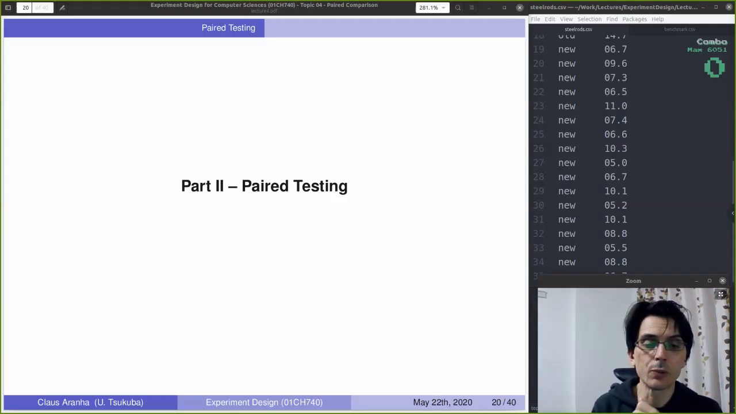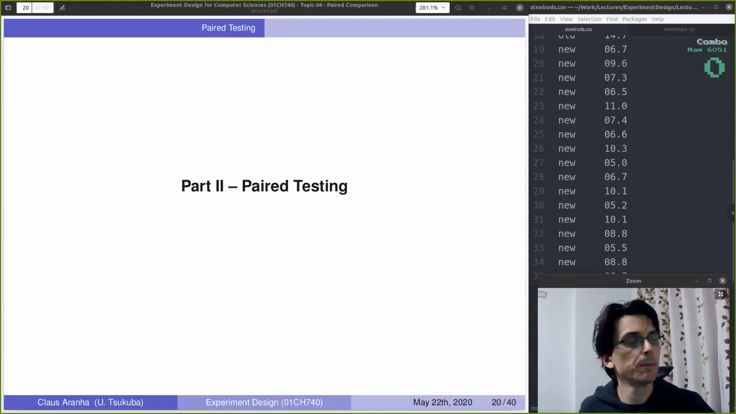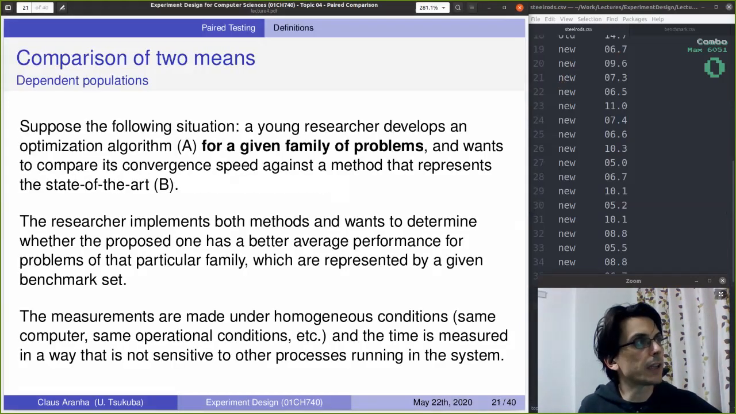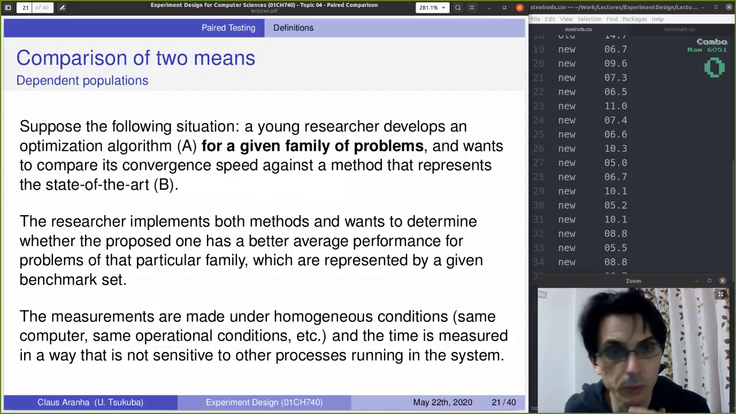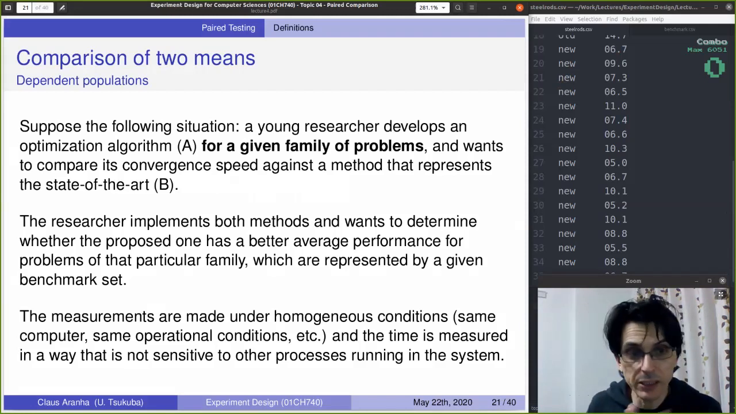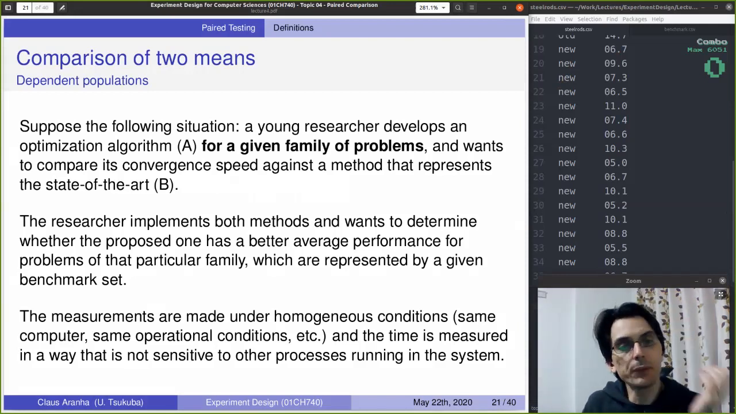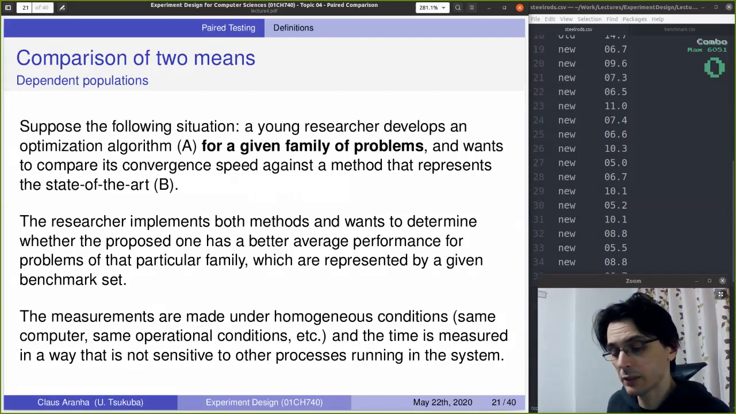Well, let's see a computer science example, okay? So this happens a lot when you're testing algorithms on different data sets. So let's say that you're testing a meta-heuristic search algorithm. It's an optimization algorithm, and you have different problems of optimization. There are many different problems of optimization, right?